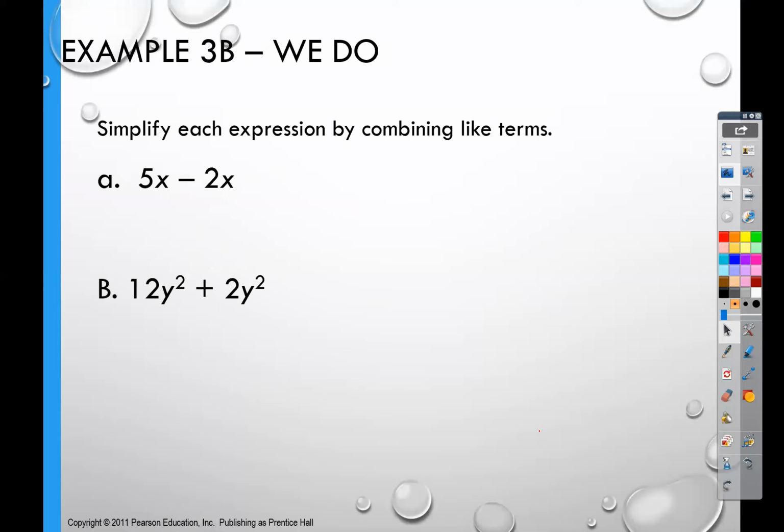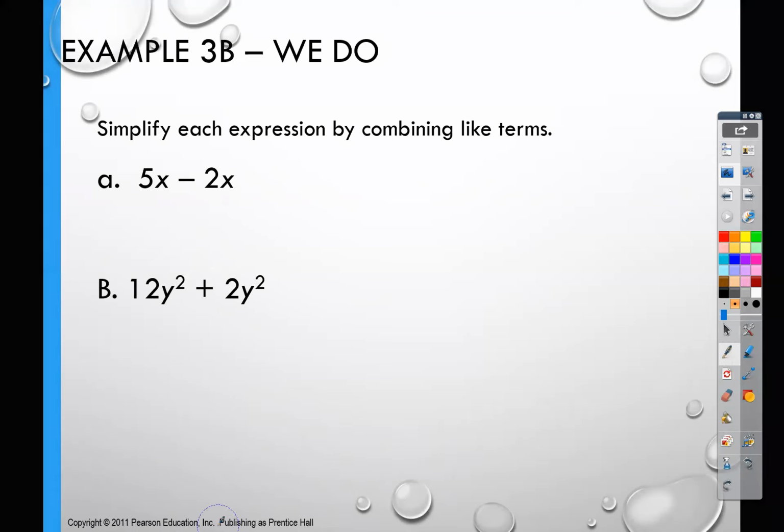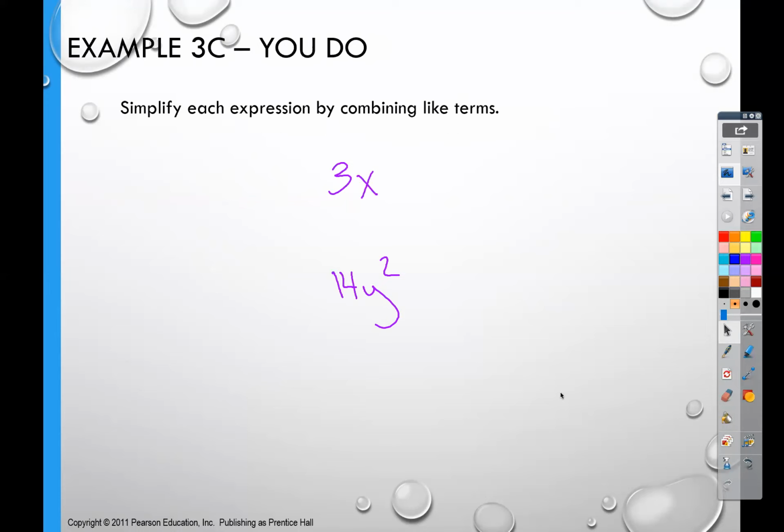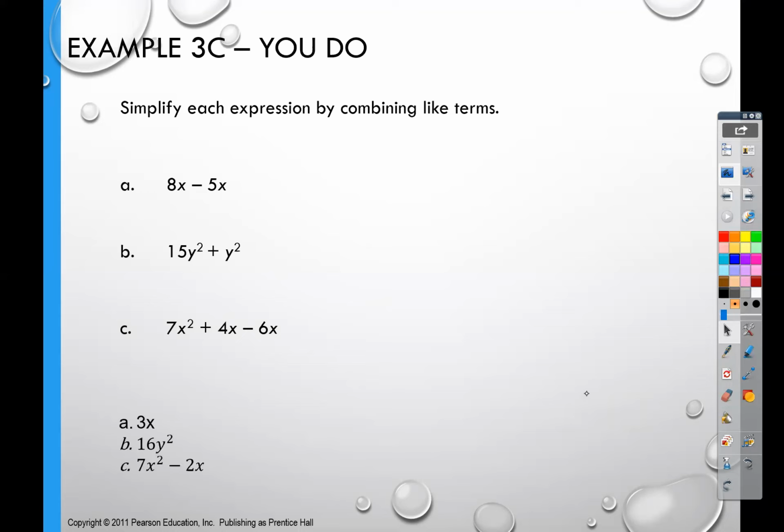Simplify each expression by combining like terms. Okay, so they are like terms. So we're going to say 5x minus 2x is 3x. 12y squared plus 2y squared is 14y squared. So realize that I'm only adding the coefficients in front. All right. I'll give you a chance to do these. You can pause the video and write them down. And there are your answers.